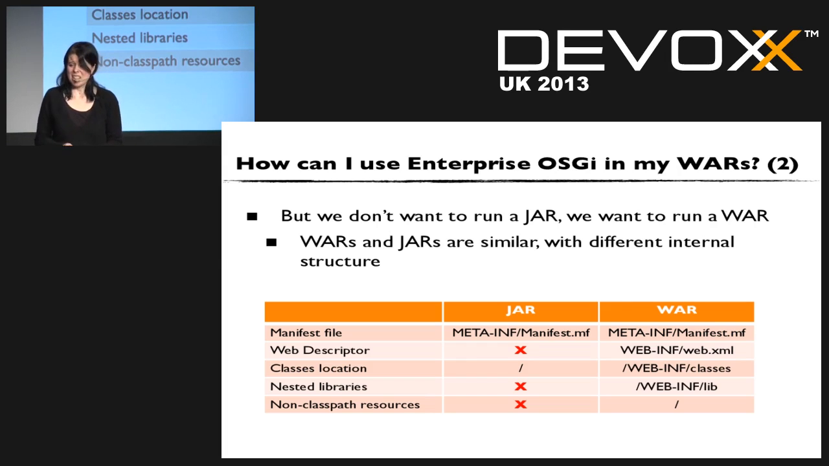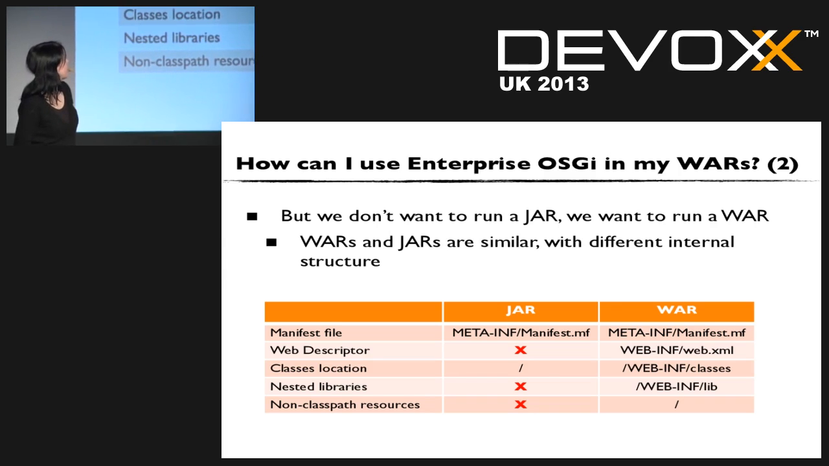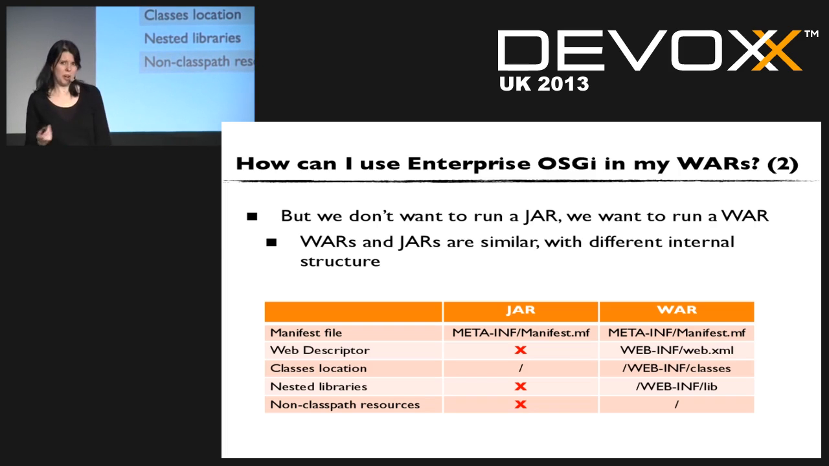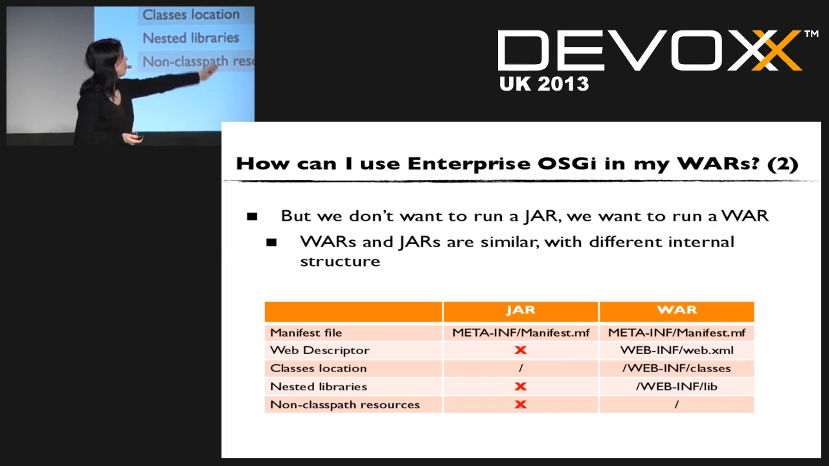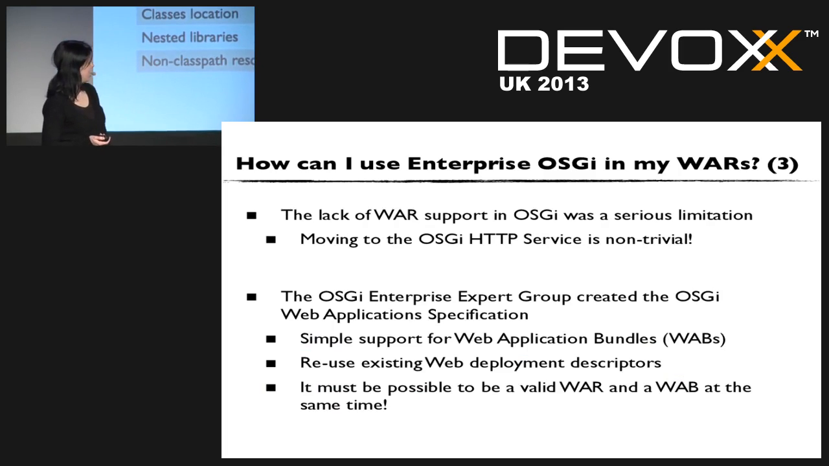But apart from that, it's pretty similar. So the manifest is in the same place. A war also has the web XML optionally. And you can put nested libraries in here. So at this point, you might be thinking, oh, well, those look pretty different, actually. How can OSGi cope with all of that? The good news is OSGi already copes with all of that, so there's not that much that needs to change.